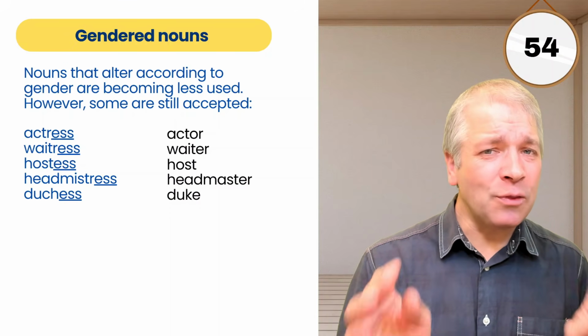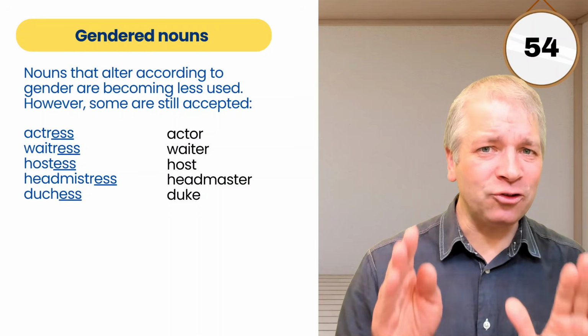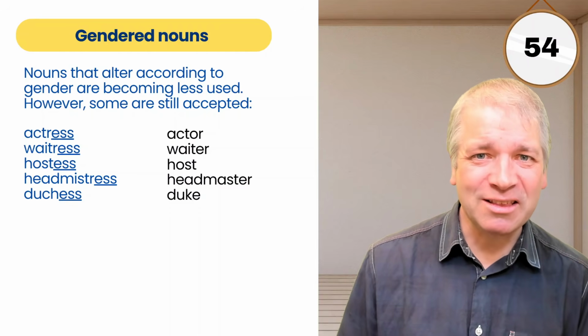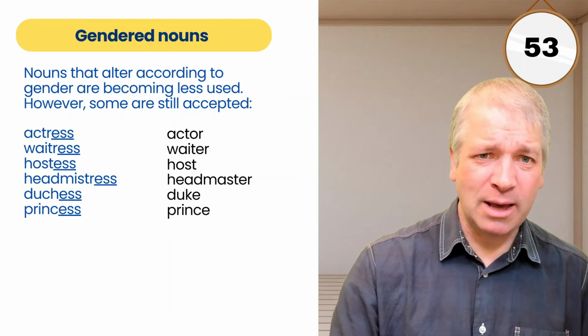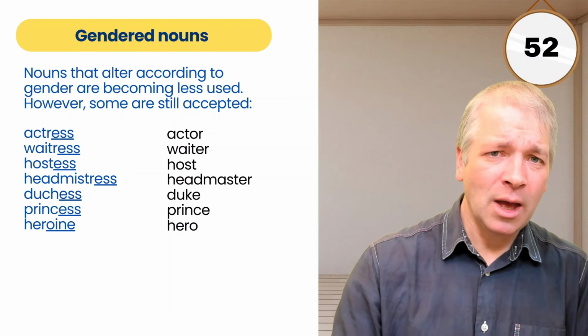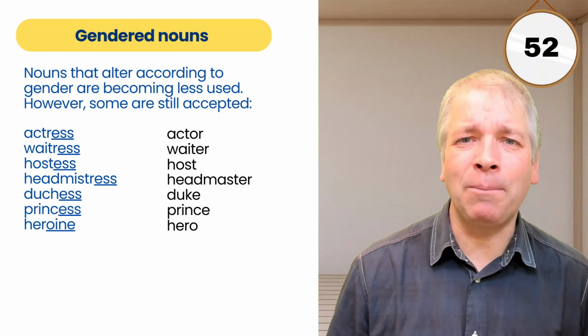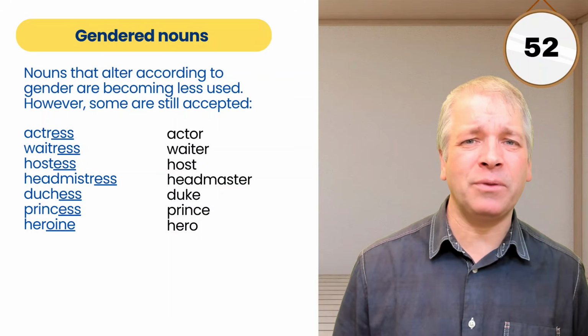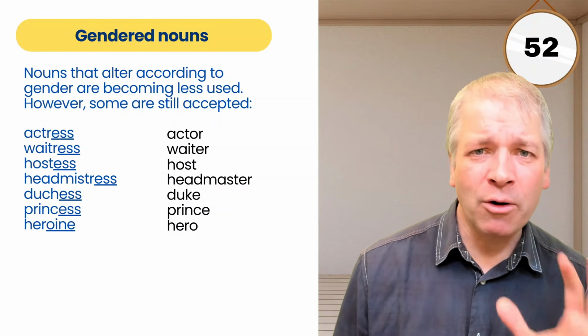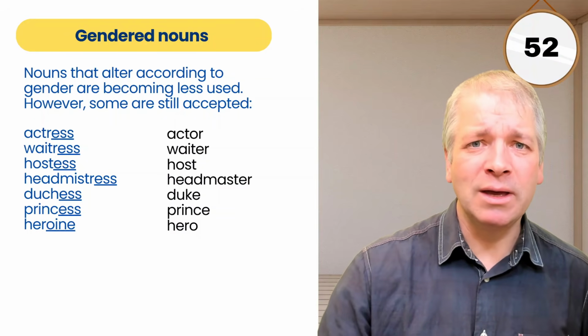In royalty, these terms are still very much used. For example, duchess and duke, princess and prince. And if you're talking about the most important character in a play or a film, someone who does something extra special, heroine is the female, hero is the male.